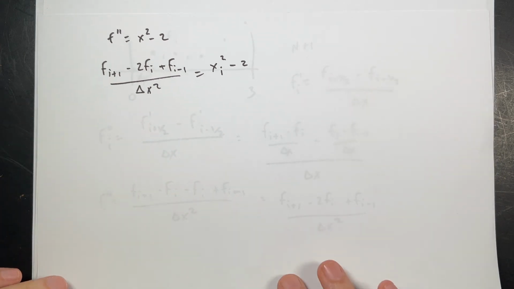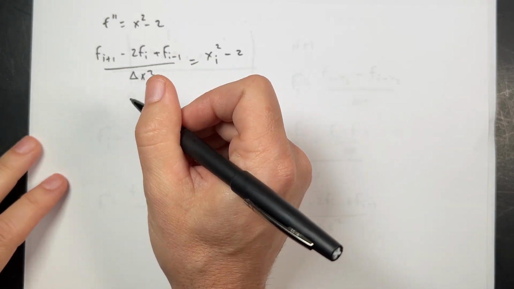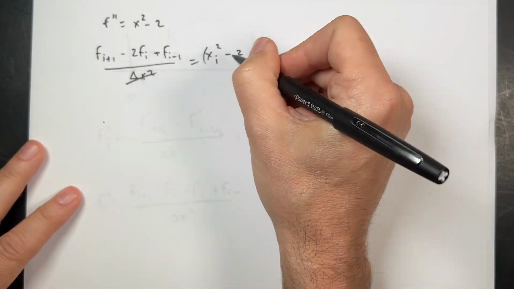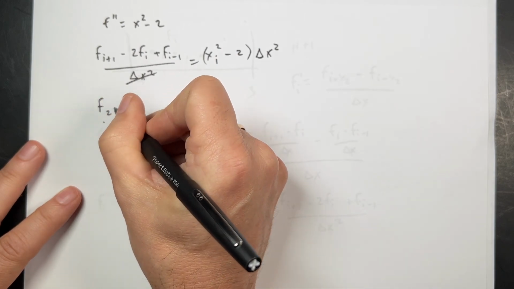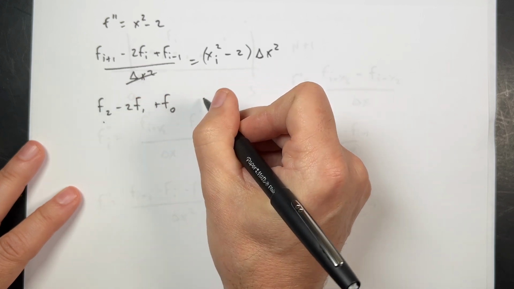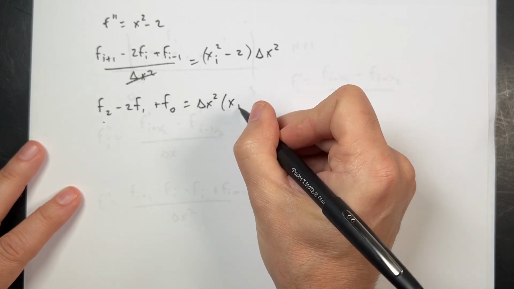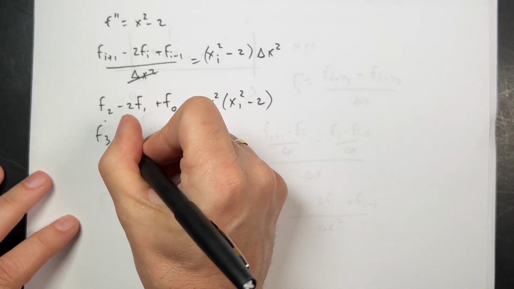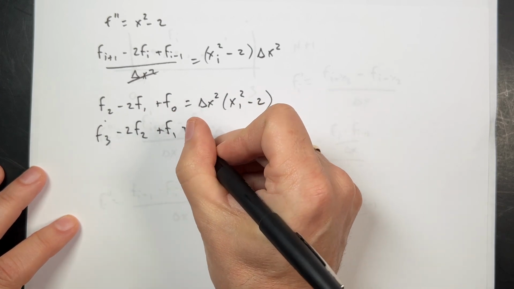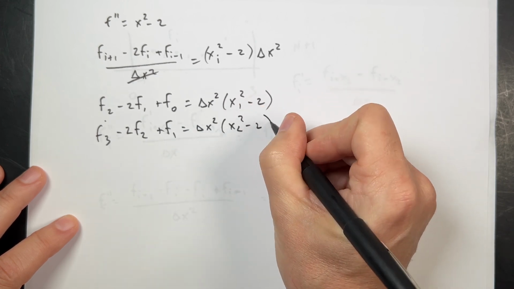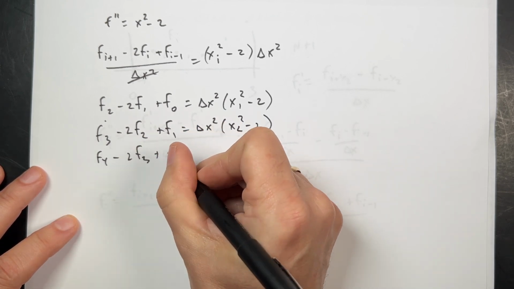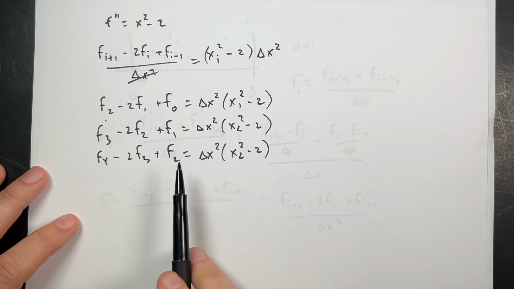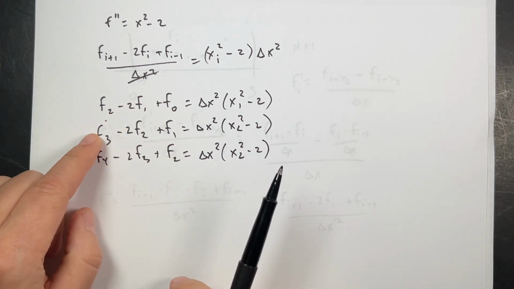I can write this as a bunch of equations, right? Let's write this as the following. For the first element, it's going to be for f1, not for f0. I'm going to multiply both sides by delta x squared. So I get f2 minus 2 f1 plus f0 equals delta x squared times (x1 squared minus 2). All I did was algebraically solve for that. Now the next one in the line would look like this. f3 minus 2 f2 plus f1 equals delta x squared times (x2 squared minus 2). And the next one, f4 minus 2 f3 plus f2 equals delta x squared times (x3 squared minus 2), and so forth. And you see that I get a linear system of equations for f1, f0, f2, f3, f4, and so forth.